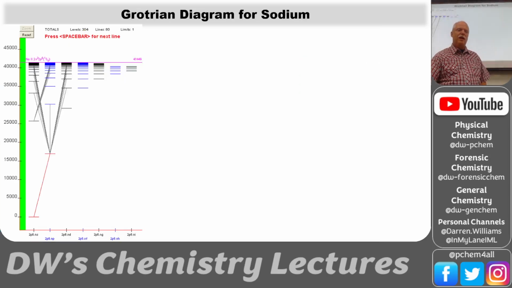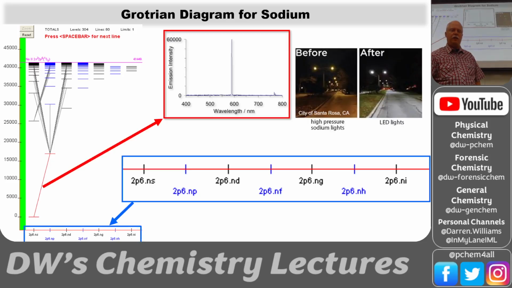So here's the Grotrian diagram for sodium. Lots of lines, lots of levels. I mean, look at all those energy levels. And then down here at the bottom, you see the key for these vertical columns. Okay, so let's zoom in on that. This is what we see down here at the bottom: 2p6 ns. So this is for sodium. Does that make sense? Look for sodium.